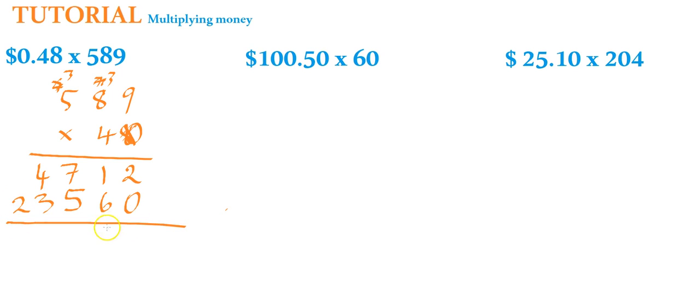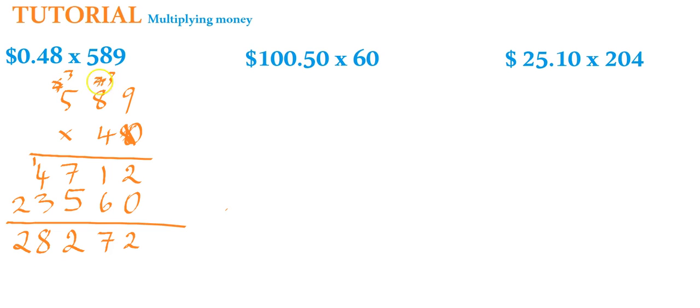Okay, now I just have to add the rows. So 2 plus 0, 1 plus 6, 7 plus 5 is 12. So the units digit goes here, the tens digit gets carried over to the next place value. 4 plus 3 is 7, plus 1 is 8, and 2.